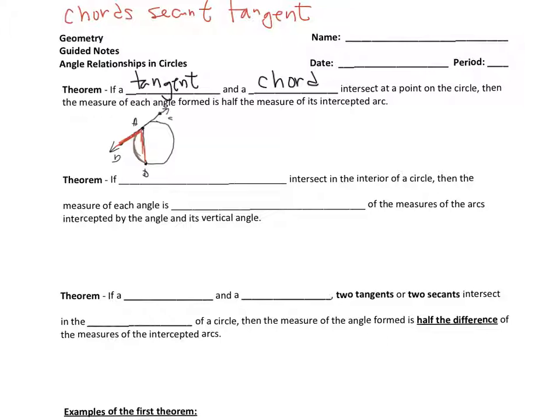So our second theorem says this: if two chords intersect in the interior of a circle, then the measure of each angle is half the sum of the measures of the arcs intercepted by the angle and its vertical angle. So if we draw a circle, it says two chords intersect on the interior of the circle. So there's one here, and here's one here. Now remember, chords don't have to be diameters.